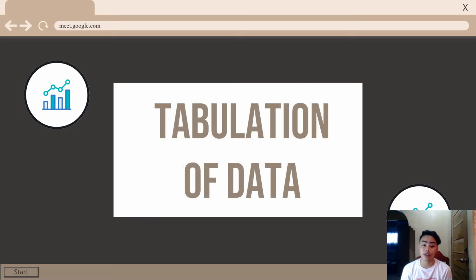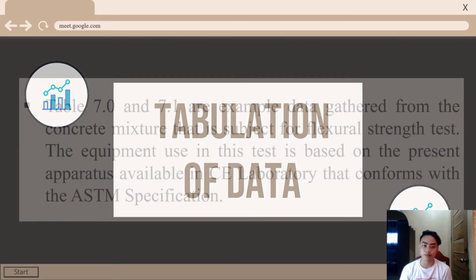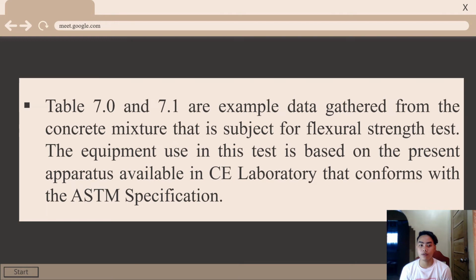I am Clyde Vincent Montealto, and after discussing to you about the apparatus required, safety precautions, and test procedures, I will be the one who will be discussing to you about the tabulation of data. Tables 7.0 and 7.1 are examples of data gathered from a concrete mixture that is subject to the flexural strength test. The equipment used in this test is based on the present apparatus available in the CE laboratory that conforms with the ASTM specifications.